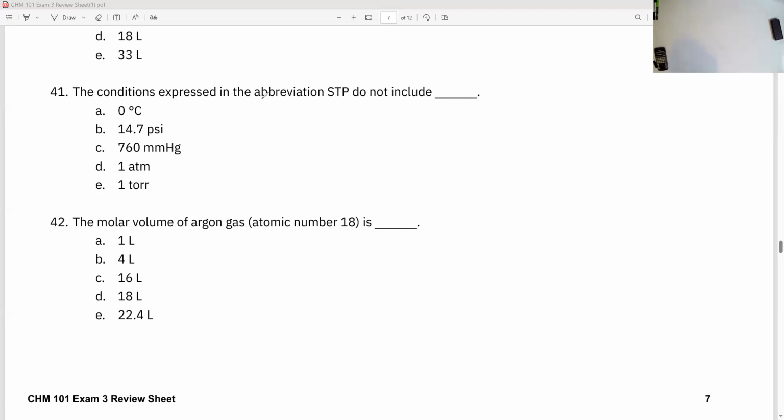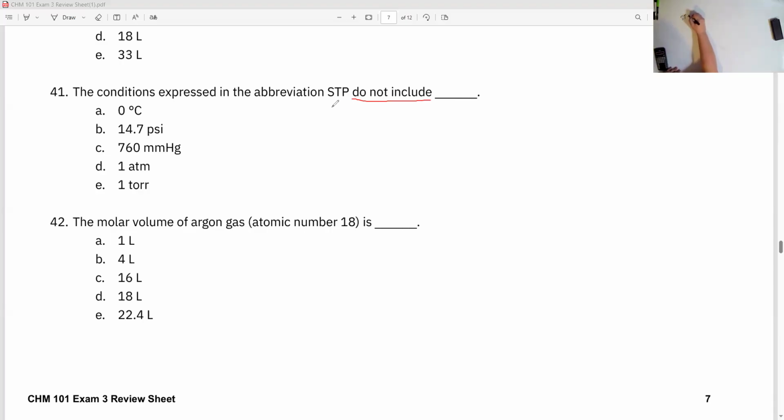Question number 41 asks us to, we'll just kind of look at this one on the document. The conditions expressed in the abbreviation STP, this one says do not include, right? So when you're looking at STP, that's going to be standard temperature and pressure. And it's going to be every temperature that's equal or equivalent to 0 degrees Celsius.